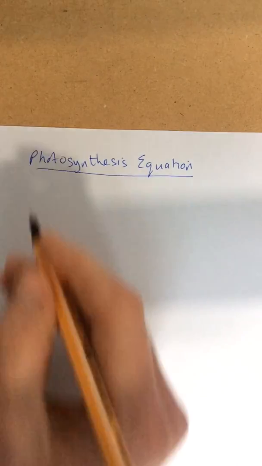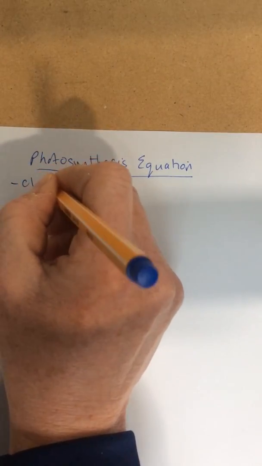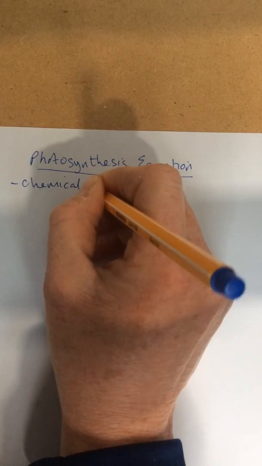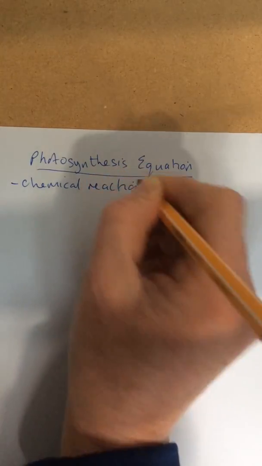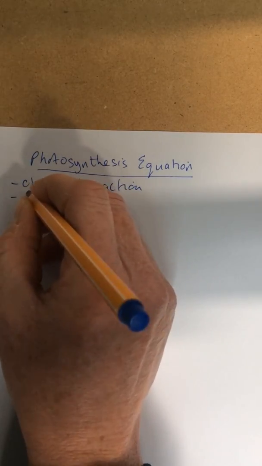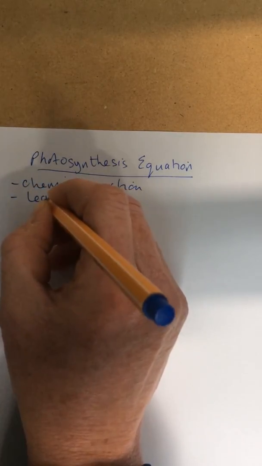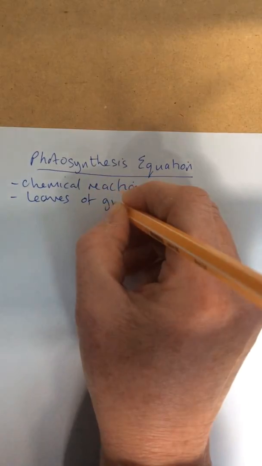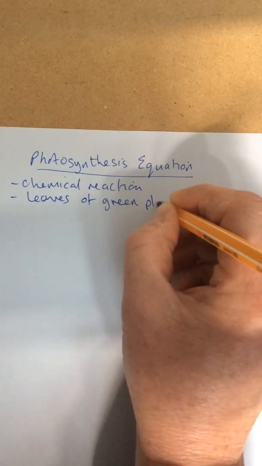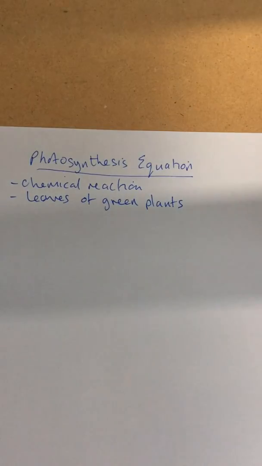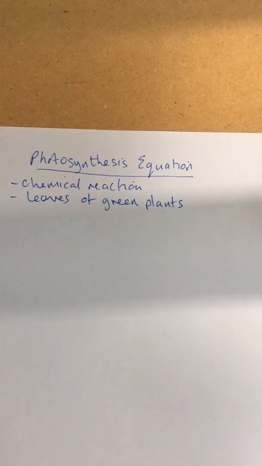Okay, so photosynthesis is a chemical reaction. I think that's the most important thing to think about to start with. It's a chemical reaction that happens inside the leaves of green plants. So photosynthesis is a chemical reaction that happens inside the leaves of green plants.